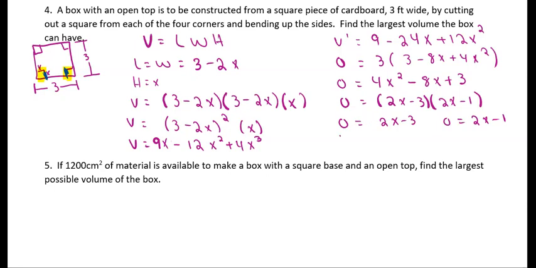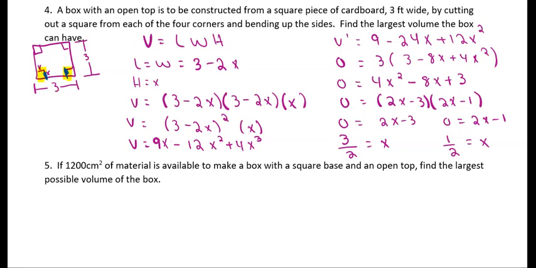So we took the derivative, we set it equal to 0, and now we're solving. So here we'll add 3 to both sides and then divide by 2. So it looks like x is equal to 3/2. And over here we'll add 1 to both sides, divide by 2. So it looks like x is equal to 1/2. So what we have now is 2 potential different situations where we could have our maximum volume. So we need to check both of these back into our original equation to see which one is better.